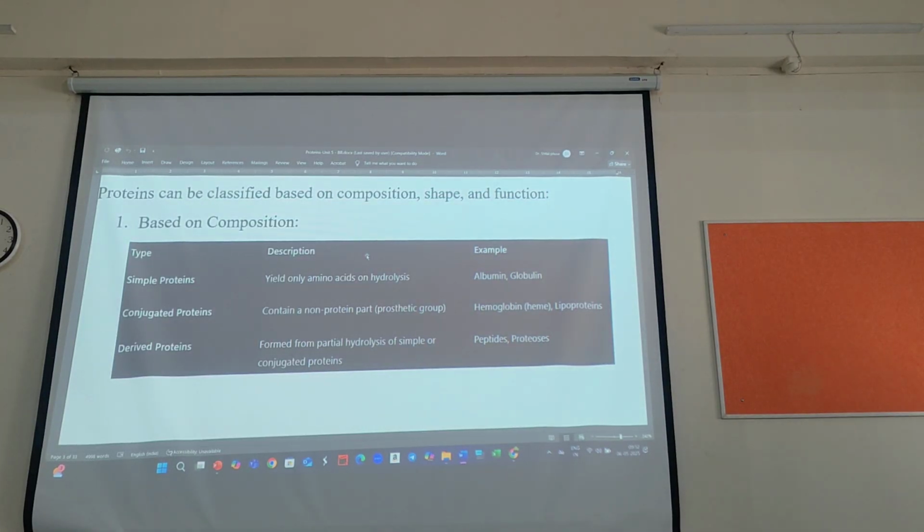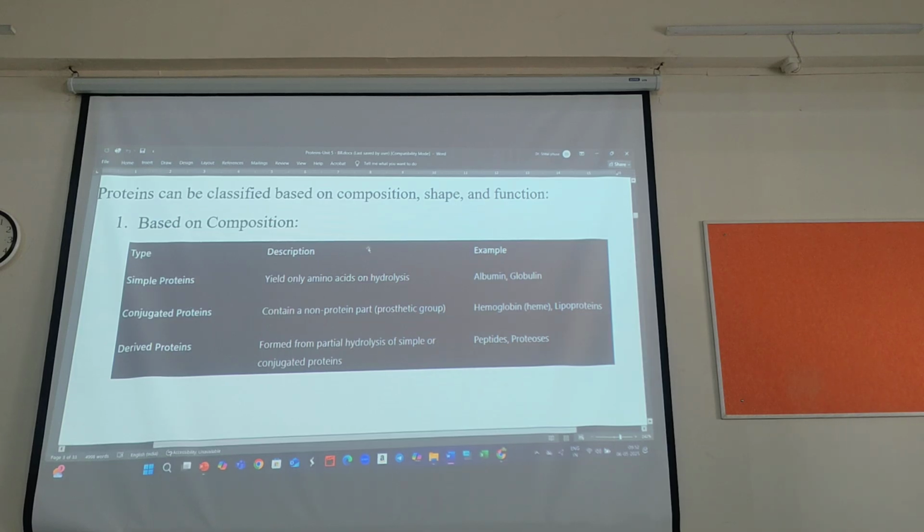Then next is the derived protein, that is formed from partial hydrolysis. It means some part of the chemical compound breaks down, not the whole or complete compound. It is formed from the partial hydrolysis of simple or conjugated protein. For example, peptides and proteoses. These are enzymes, but they act like proteins.